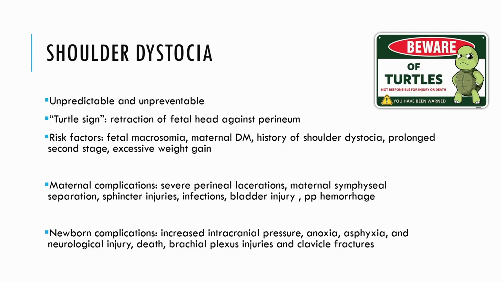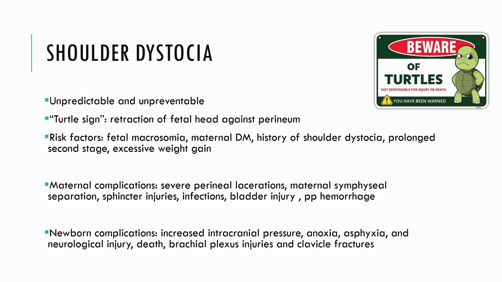The last type of dystocia is considered an obstetrical emergency, a shoulder dystocia. This is the one that most people fear. It is unpredictable and unpreventable. Okay, you don't know who's going to have a shoulder dystocia and who's not. Basically, what happens is the head delivers, but then the shoulders get stuck behind mom's pelvic bone and keep the baby from advancing and being able to deliver the rest of the body.